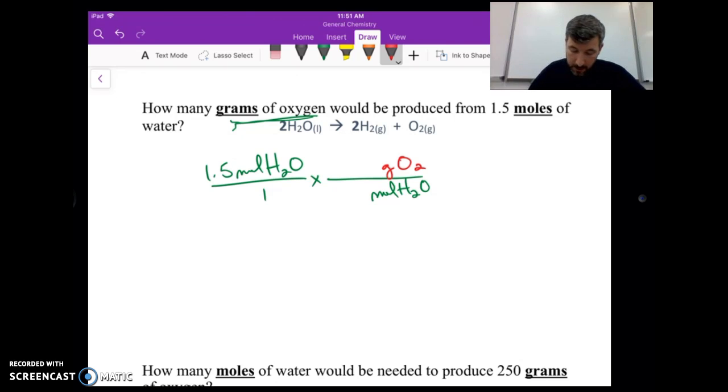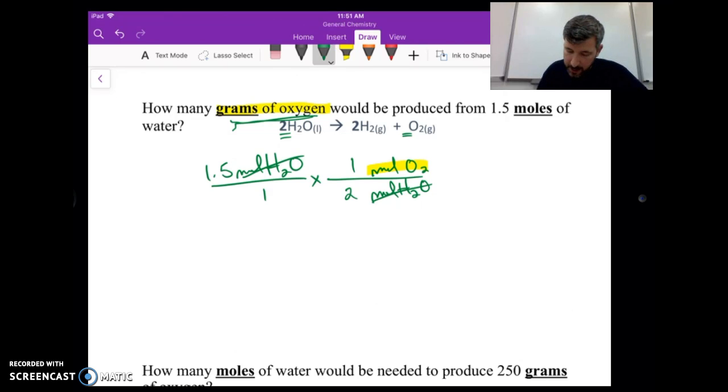So instead, I'm going to use moles of oxygen as a stepping stone. Because once I get moles of oxygen, I can then convert that to grams of oxygen. And I'll talk about that in a second. But moles of H2O to moles of O2, again, comes from the balanced equation. So there is an implied 1 in front of O2, and there is a 2 in front of H2O. Now, this is not the unit that we want for our final answer. That's moles of oxygen. I'm being asked for grams of oxygen.